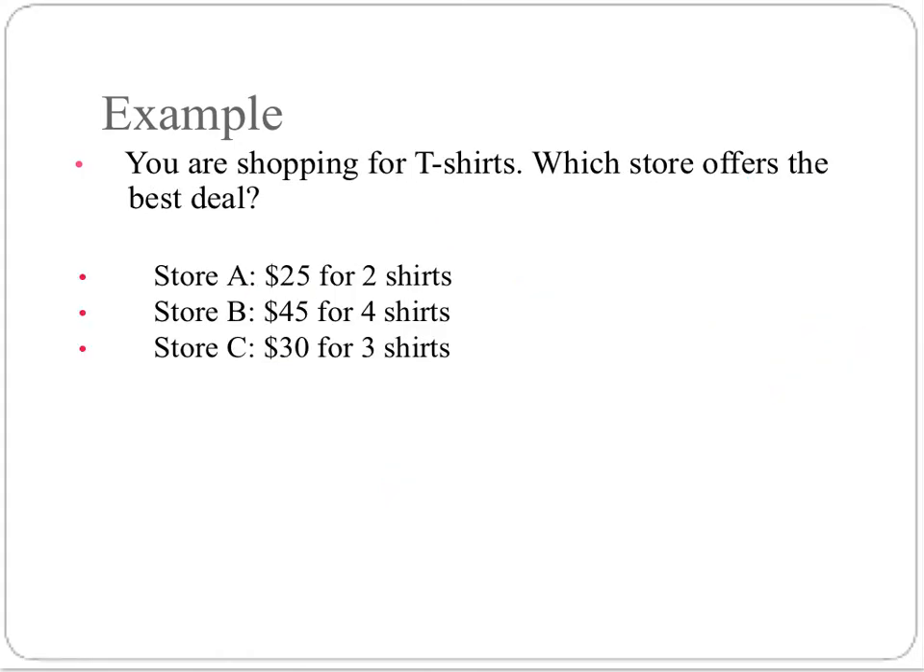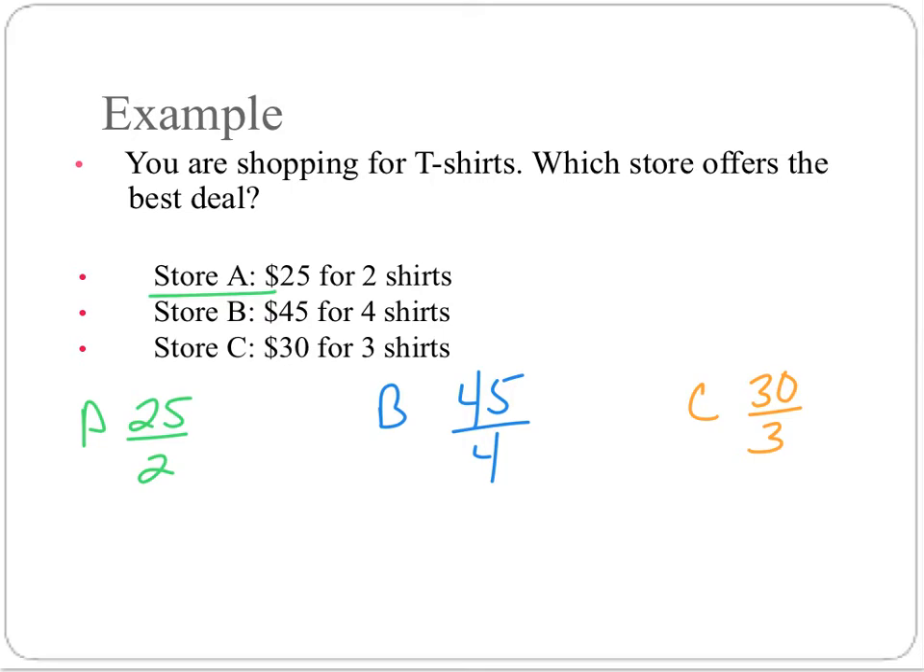Here's another example. In this example, we're shopping for t-shirts, and we have 3 different options. We have store A. This sells t-shirts at $25 for 2 shirts. We have store B, which sells $45 will get you 4 shirts. And then we have store C, which will sell you $30 will sell you 3 shirts. And we need to determine the unit rate for each one.